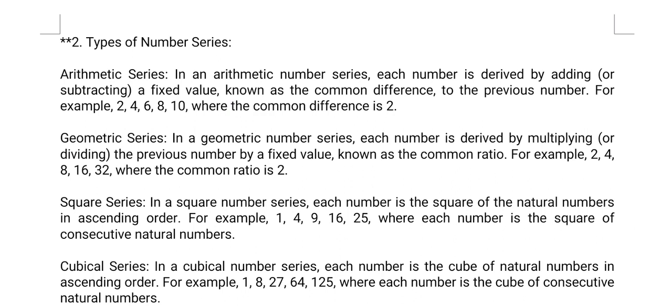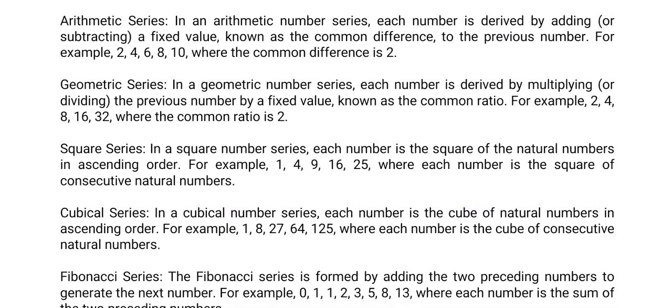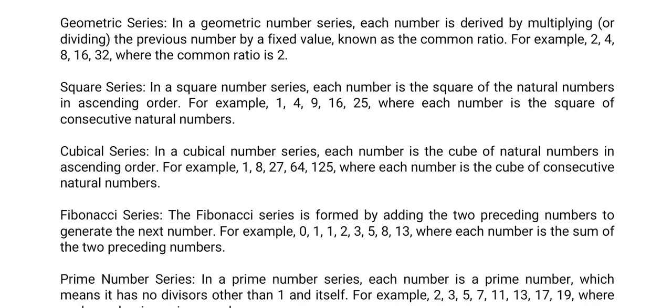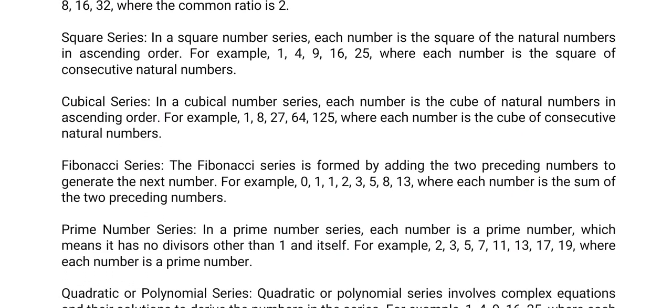For example, 2, 4, 8, 16, 32, where the common ratio is 2. Square series. In a square number series, each number is the square of the natural numbers in ascending order. For example, 1, 4, 9, 16, 25, where each number is the square of consecutive natural numbers.